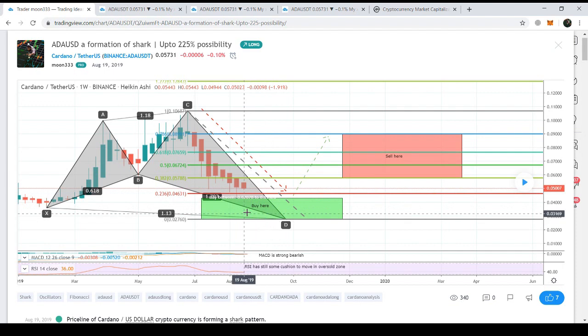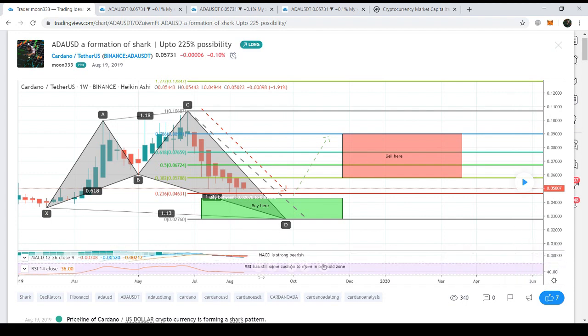So I predicted that the leg will be completed and the price action will enter this potential reversal zone. And there were two more indications which I have shown in this chart. This is not so clear, so I'm just making it more visible for you.